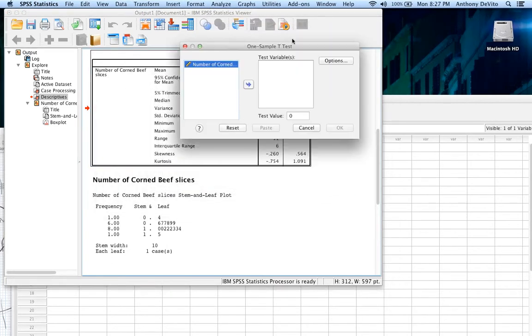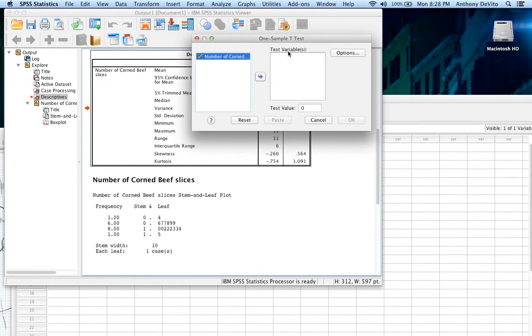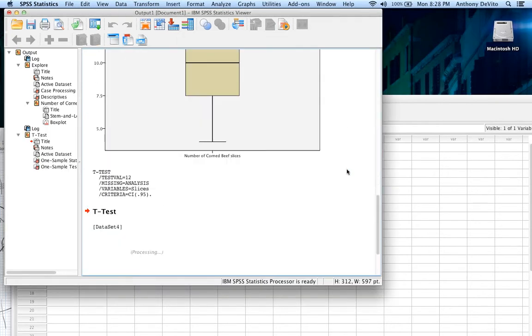And sure enough, the window that comes up asks me, what's the test variable? I'm going to say, yeah, it is. It's the number of slices in New York. And what's the test value? What are you comparing that to? I'm comparing that to a known mean for Boston of 12. And I'm going to say, okay, go ahead and solve this for me.